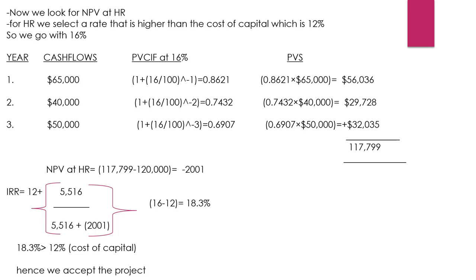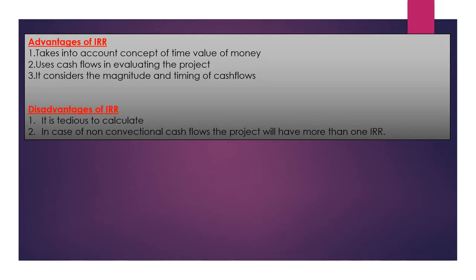So we're going to look at advantages and disadvantages. Advantages of IRR. Advantage 1, it takes into account the concept of time value of money. Remember what I said, that for the discounting techniques, among the advantages, they take into account the time value of money. Advantage 2, it uses cash flows in evaluating the project. Also, it considers the magnitude and timing of cash flows.